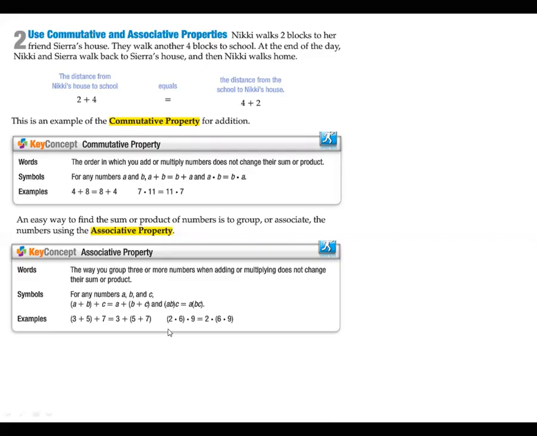Same thing with multiplication. If you group them differently, you're still going to get the same answer. Again, this does not hold true for subtraction or division. The reason, though, that this is helpful is sometimes if you regroup numbers when you're adding or multiplying, it makes the multiplication or addition easier to compute in your head.